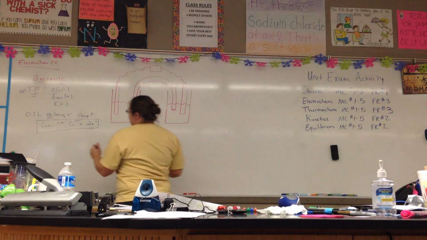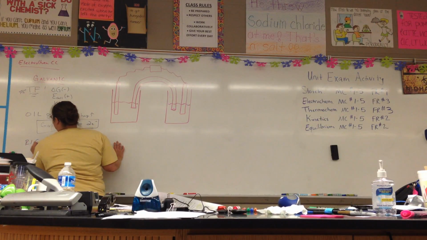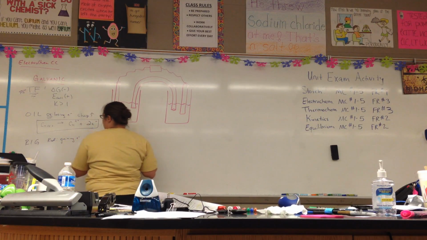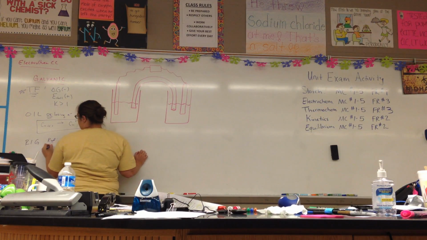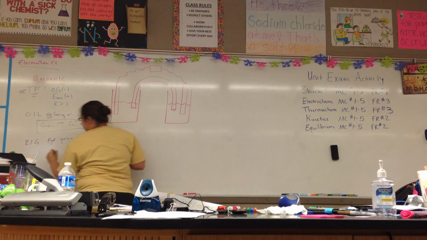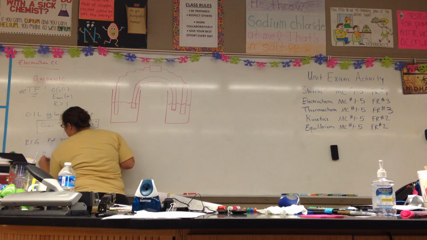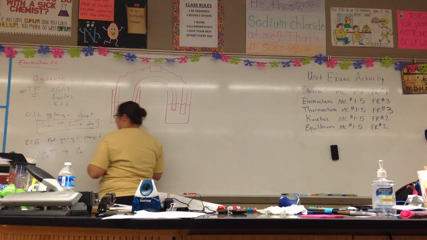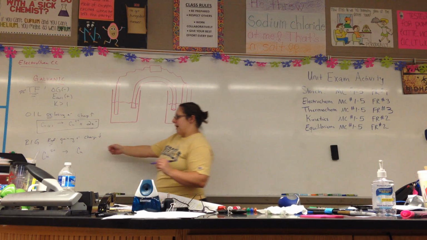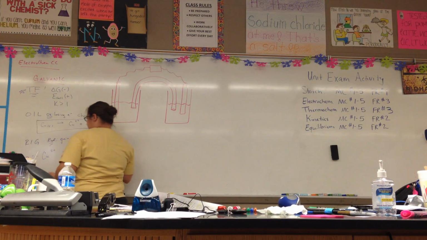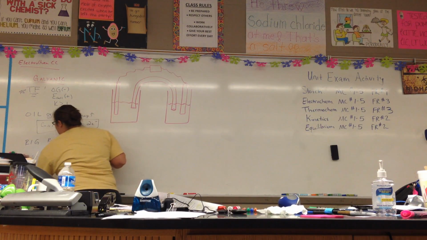Reduction is gaining electrons. And what happens to my charge there? It decreases. And so an example here, let's just write the same equation backwards. So Cu2+ goes to Cu. And so to balance my charges, I have to put my 2 electrons on this side. That would be what we call a half reaction.